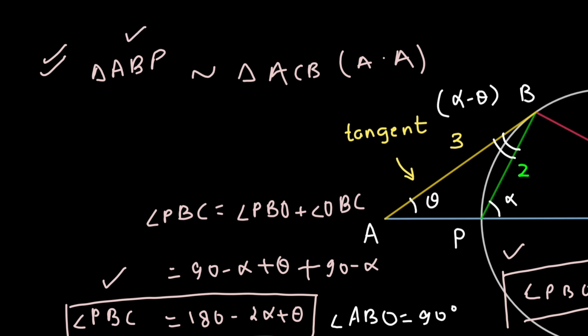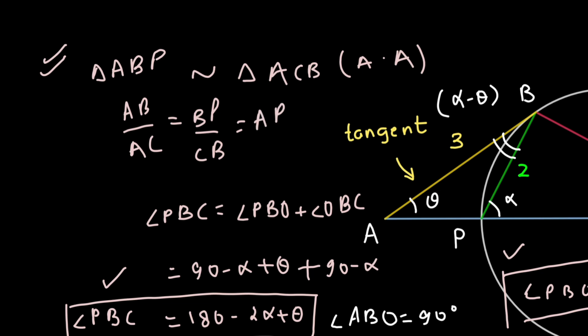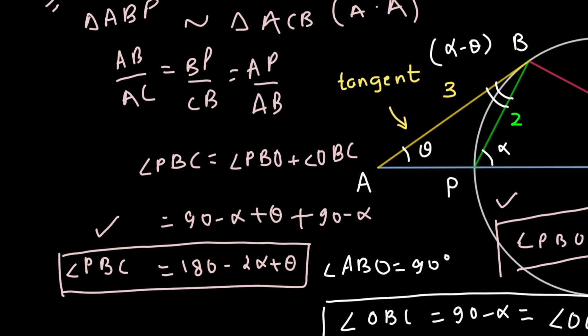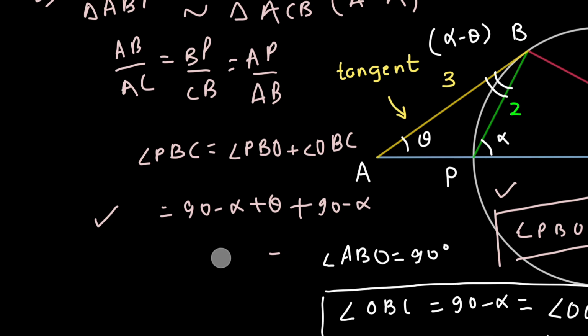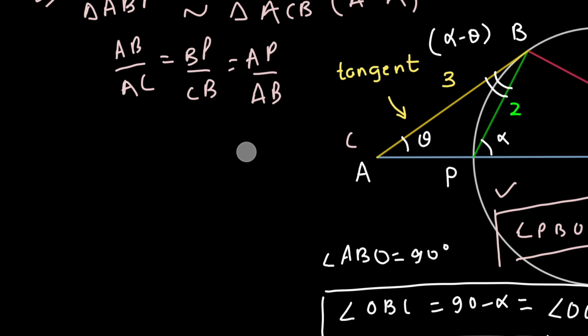Now as these triangles are similar to each other, and we have already labeled this according to the correspondence, therefore the ratio of their sides would be equal, that is AB upon AC would be equal to BP upon CB, and this would be equal to AP upon AB. Now I'm just removing this from here because these line segments have nice values according to this diagram, so we are going to put those values over here.